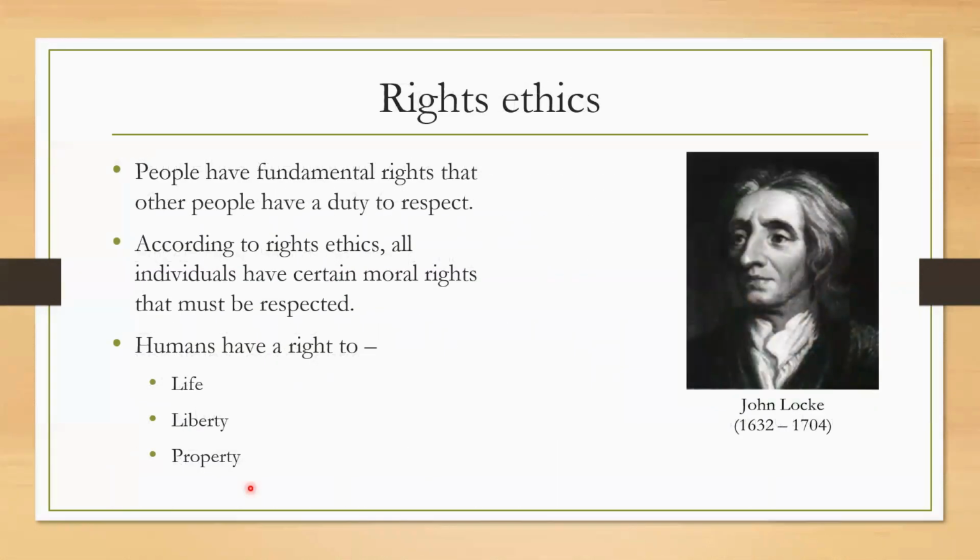So the third one is the rights ethics theory. All individuals have certain moral rights that must be respected and protected by the society. So here, everybody has some rights, so we have to respect those rights. We have to act based on those rights. For example, people have the right to life, so we must not harm people or violate this right.